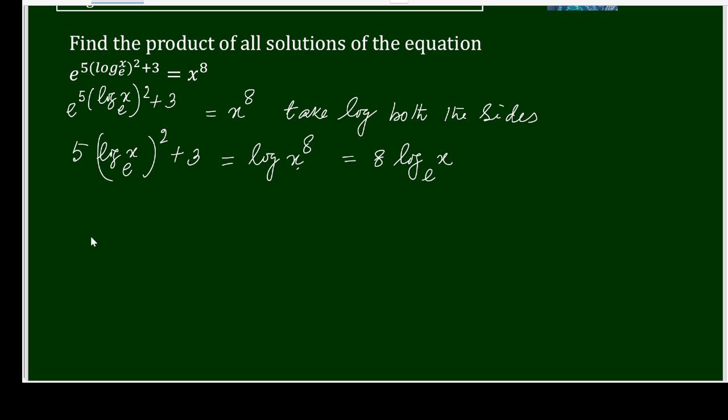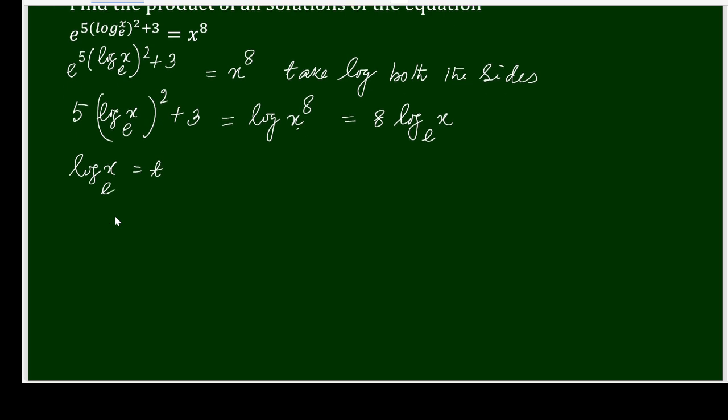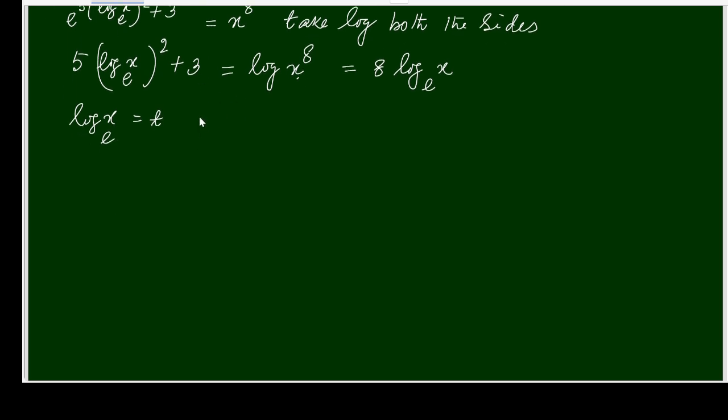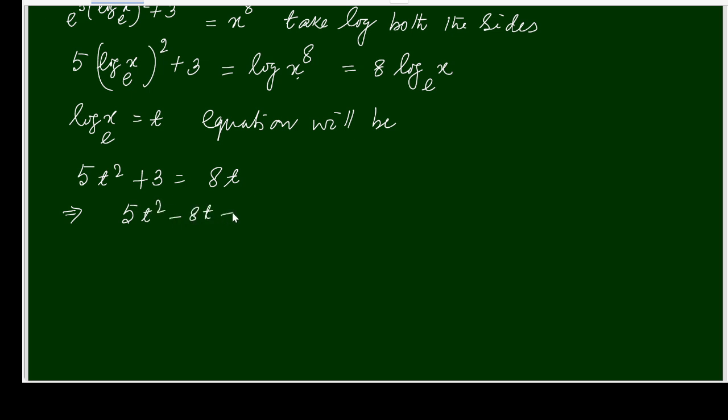Now what I'll take, log x base e as t. So the whole equation will be 5t square plus 3 equals to 8t. Simple. Now taking to left hand side, I'll get 5t square minus 8t plus 3 equals to 0.